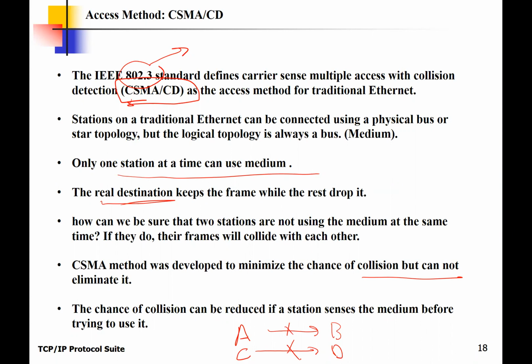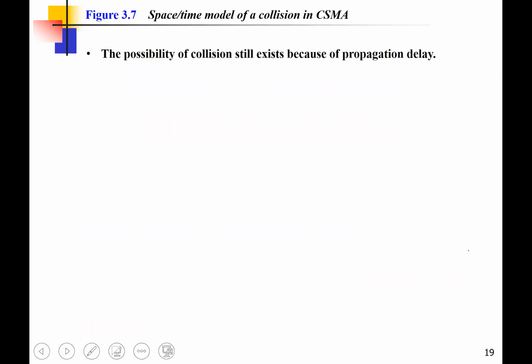So the chance of collision can be reduced if stations sense the media before trying to send. That's going to help, but it's not going to eliminate it. I will check the media, nothing happening there, I will send. I reduce that risk. However, still I'm not eliminating that completely. And that's why we need the collision detection. So we'll see how. All right. And why will we have a collision? Because we will have something called the propagation delay.